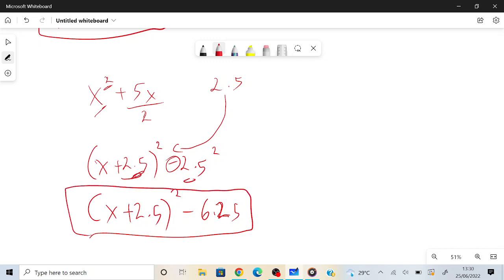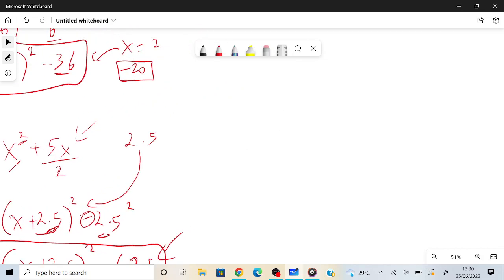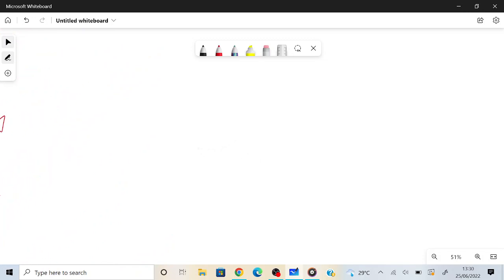Again, you can check your answer. You can say x maybe to be 2 over here, and then x equals to 2 over here, and then you should get the same answer for both of them. If you do get the same answer, that means you are correct.